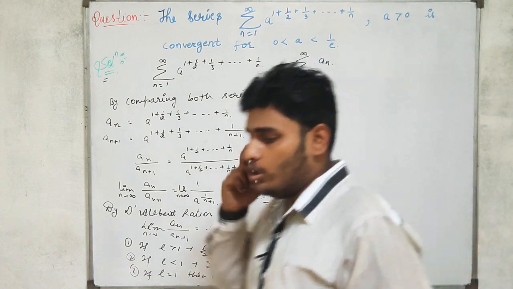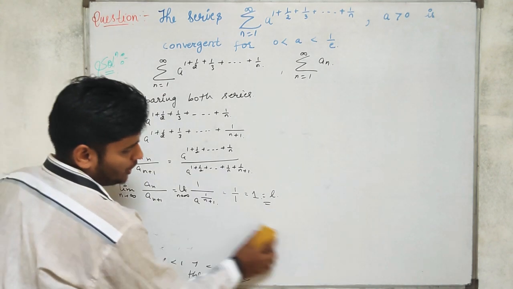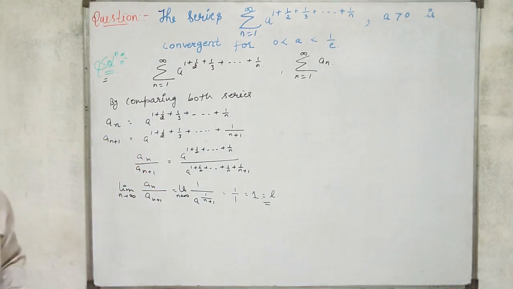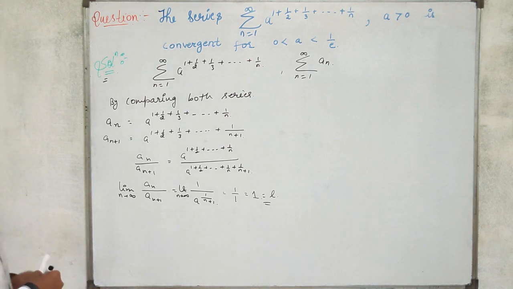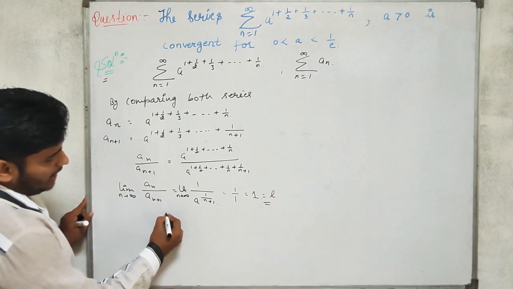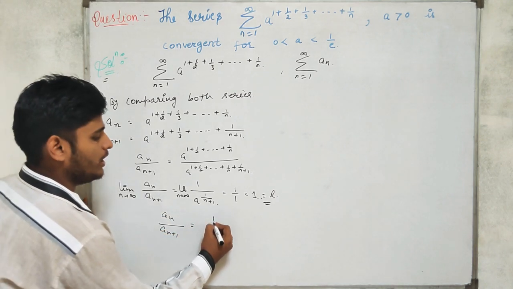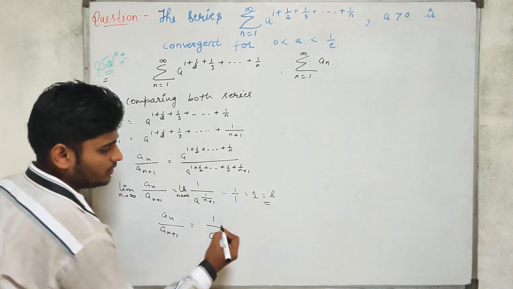Okay, so we go here, this question is done by logarithmic test. ठीक है, logarithmic test से हम इसको करेंगे, तो यहाँ पे हमारे पास सारे केस फेल हो जाएंगे. Now what we can conclude here: a n upon a n plus 1, its value is 1 upon a raised to power 1 upon n plus 1.